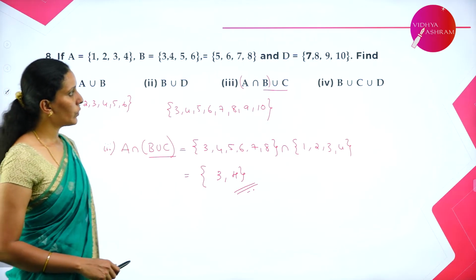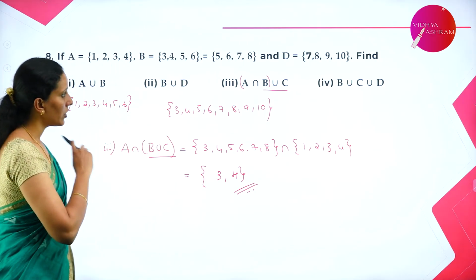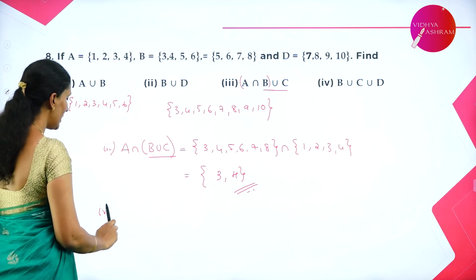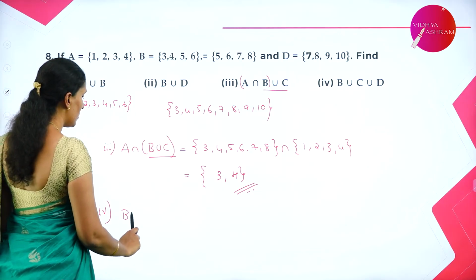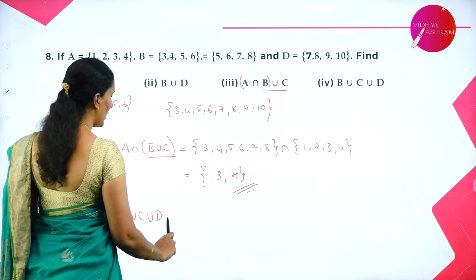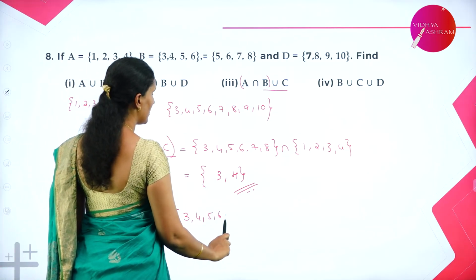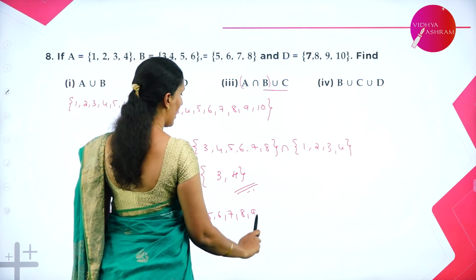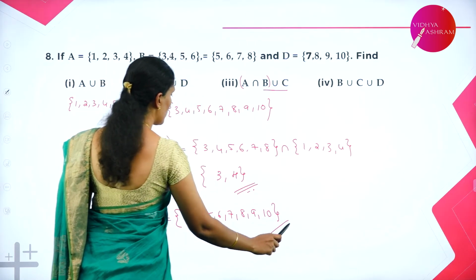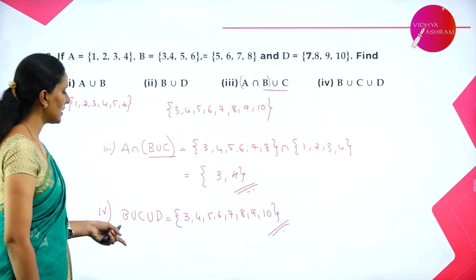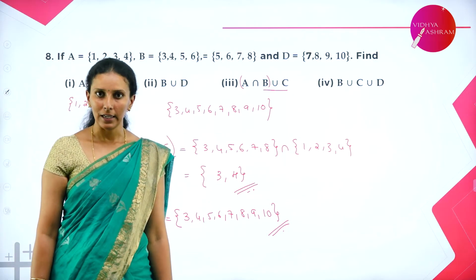Next we have B union C union D, that is, we need to write all the elements of B, C as well as D. So B union C union D is nothing but 3, 4, 5, 6, 7, 8, 9, 10. So this will give you the union of the sets B, C and D.